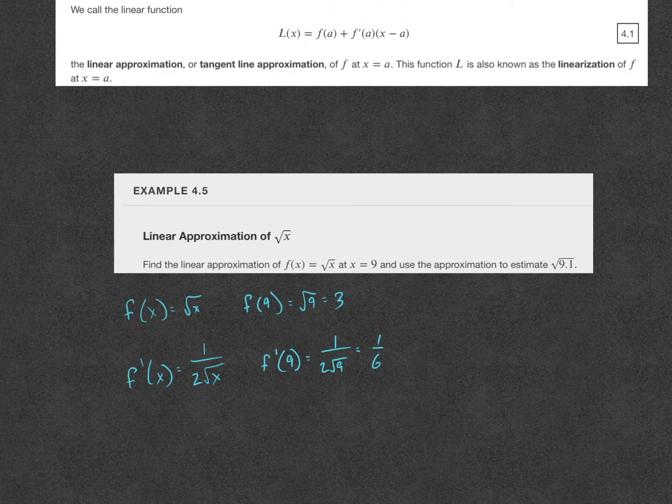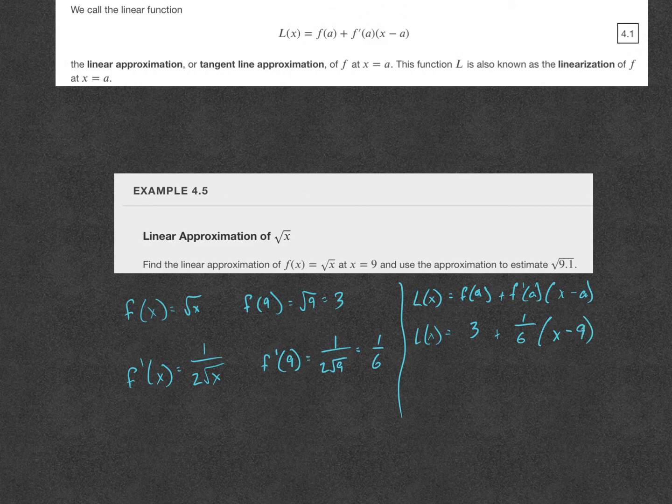Now I can set up my linear approximation function. L of x is equal to f of a. Well, let me rewrite it first. F of a plus f prime of a times x minus a. So let's substitute in what we know. F of a, that's 3. That was the first thing we plugged in. F prime of a is 1/6. That was after we got the derivative. And x minus a is the 9 that we started out with.